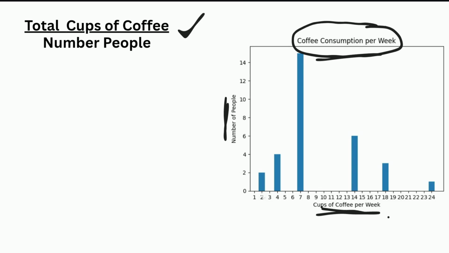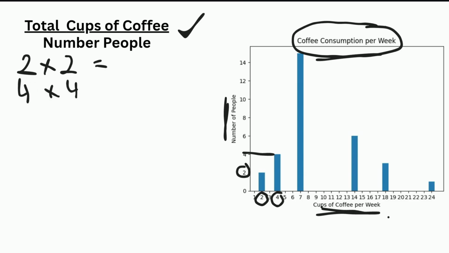If we look here, we have 2 cups of coffee, and it looks like 2 people consume 2 cups of coffee. Okay, and then we have 4 cups of coffee, and it looks like 4 people consumed 4 cups of coffee. And with 7, now look carefully, these go up by 2. So right in between would be 15. So 15 people had 7 cups of coffee. I guess they're drinking 1 cup of coffee a day.